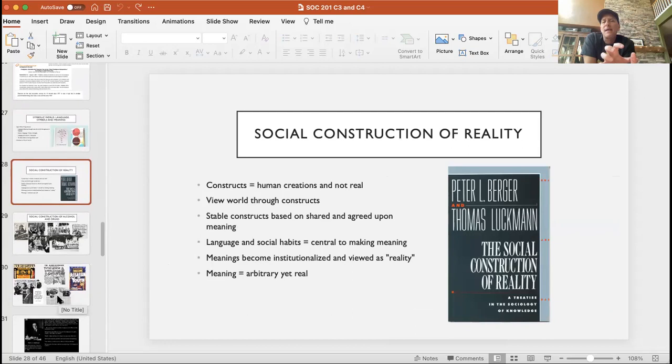But basically, the idea that Berger and Luckmann put together is that humans create reality, or create meaning. Objects don't have meaning, but humans give them meaning. And we view the world through the constructions, through the ways of organizing thought. We view the world through that lens.